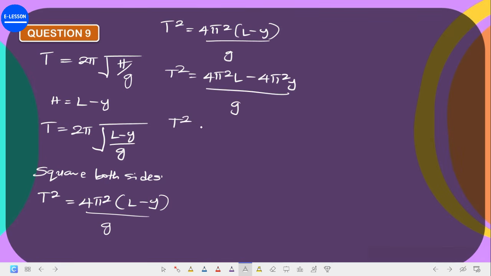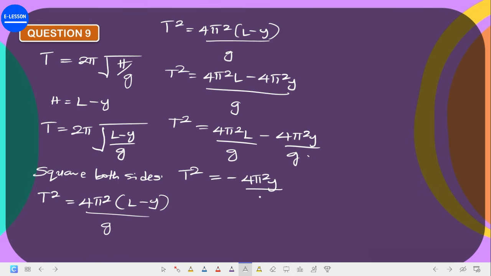And then at the end of the day, t square will be equal to what? 4 pi square L divided by g minus 4 pi square y divided by g. But you plotted a graph of t square against y. So what you do is come here and say t square would be equal to minus 4 pi square y divided by g plus, now we brought this to this side so that it will fit with the equation of a straight line.